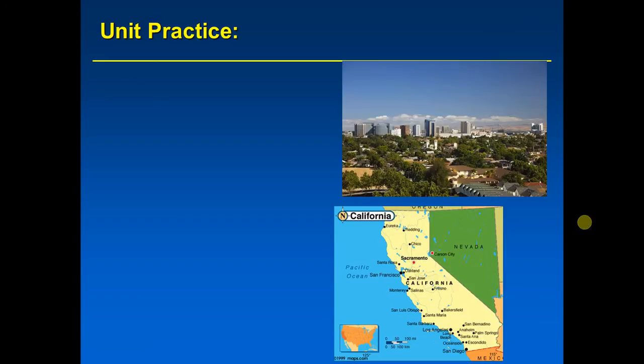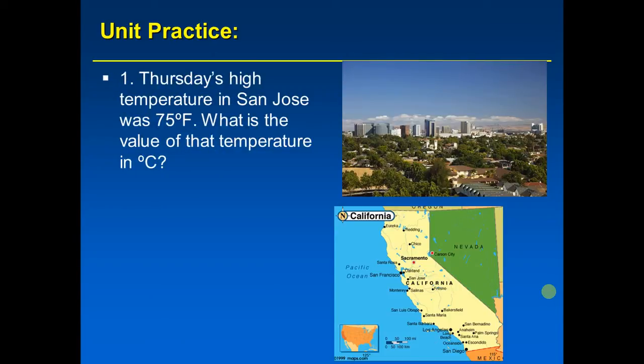And then here's a map of California. California shown in yellow, Nevada in green, just a very extreme southern Oregon in a lighter green, Mexico in orange. So here's a problem for you. Numero uno.